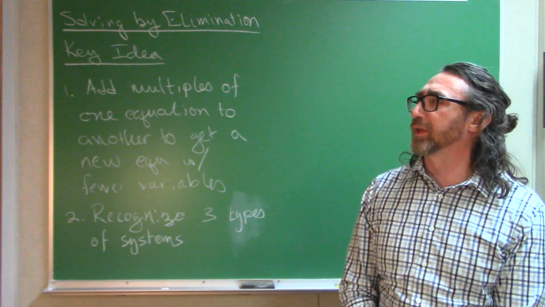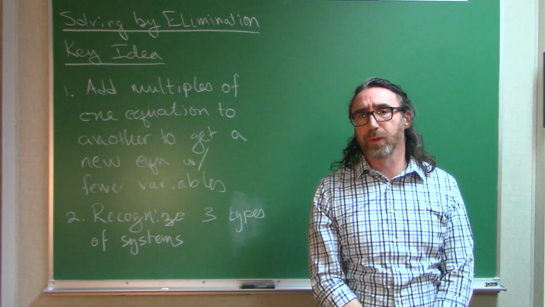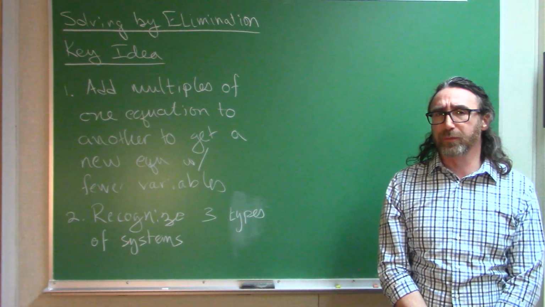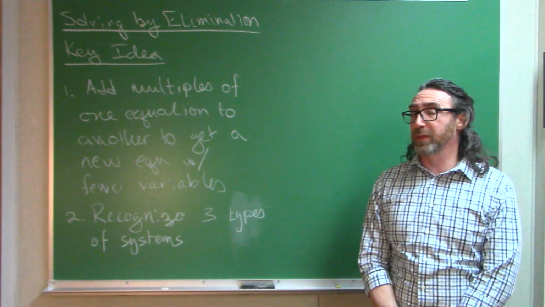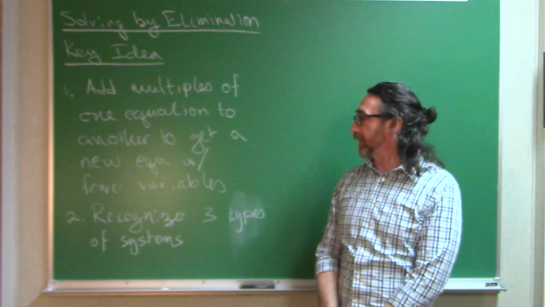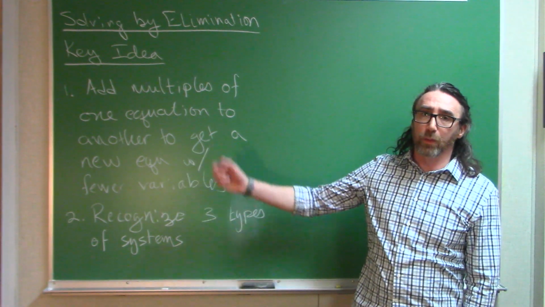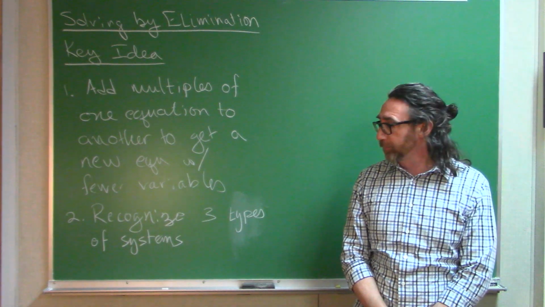So we're going to practice this by looking at 2 by 2 systems, practice on those, and then we'll work our way up to 3 by 3 systems. The basics of the method of elimination are you're going to add multiples of one equation to another with the goal of getting a new equation that has fewer variables.